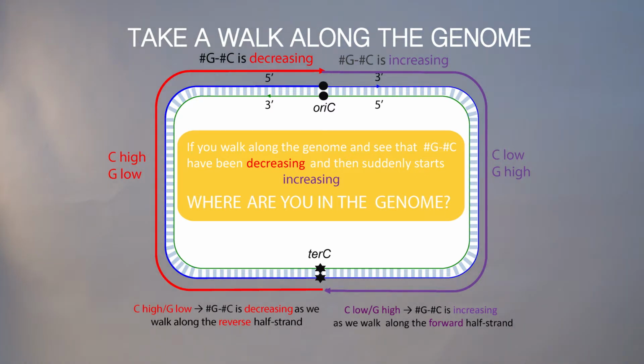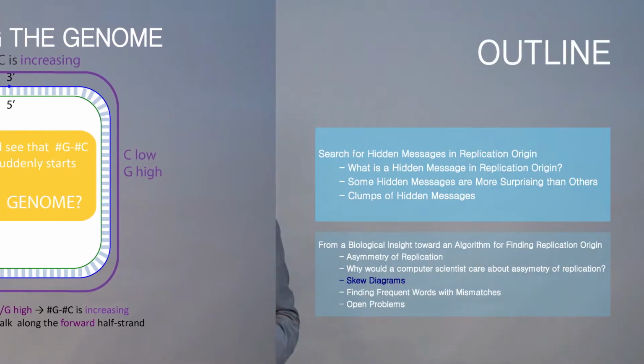And to figure out where in the genome you are, we need once again to look at peculiar statistics. The only place in the genome where the behavior of G minus C switches from decreasing to increasing is the origin of replication. Which means that if you walk along the genome and see that G minus C has been decreasing and then suddenly starts increasing, it means you just passed the origin of replication. And this is the hint for our algorithm.